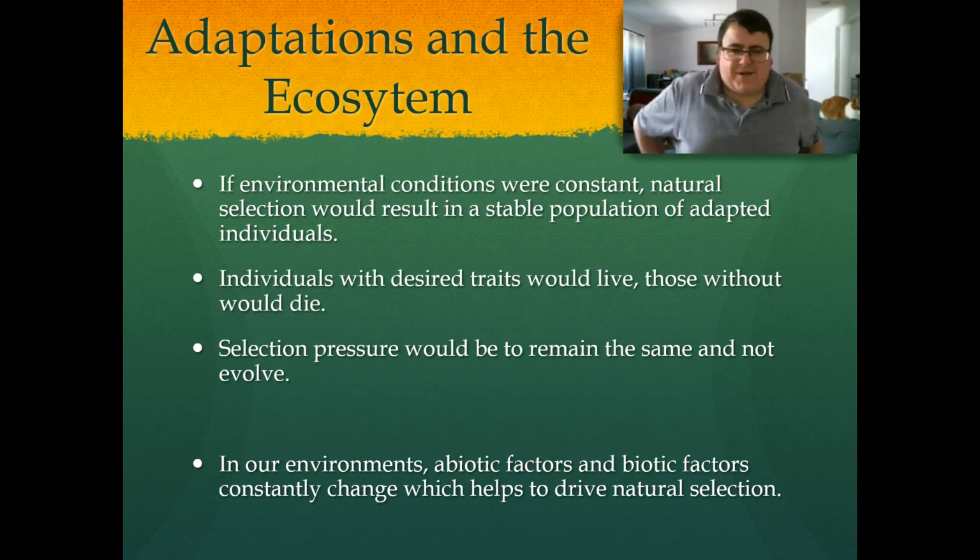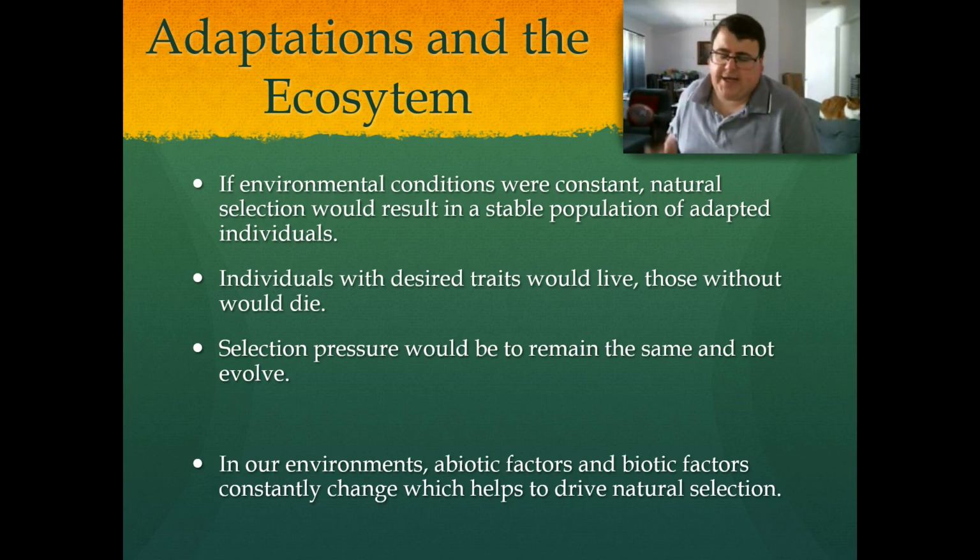So, how do adaptations work within an ecosystem? And this is where we're going to lead into ecosystems. If environmental conditions were constant and they never changed, natural selection would always result in stable populations of individuals that are perfectly adapted to their environment. Individuals with desired traits would live, those without would die, and the population would shift to being only individuals with the desired traits. Selection pressures, which is what pushes an animal to change and a population to change, would remain the same. The species would no longer evolve, they'd reach a point and just stay.